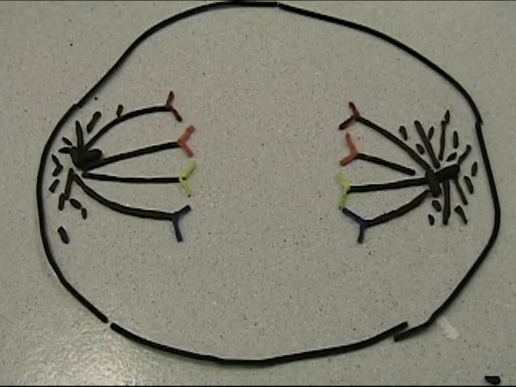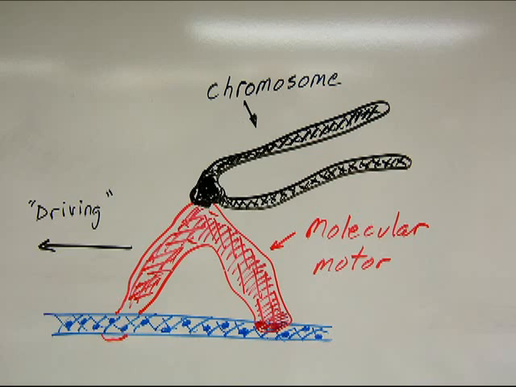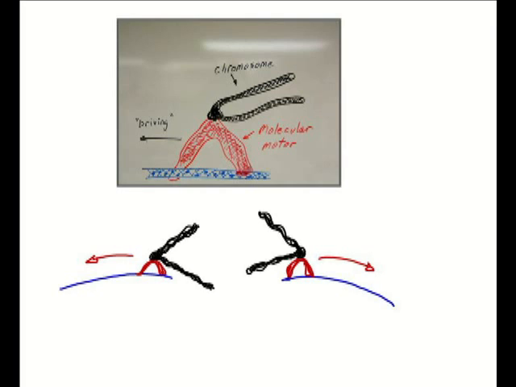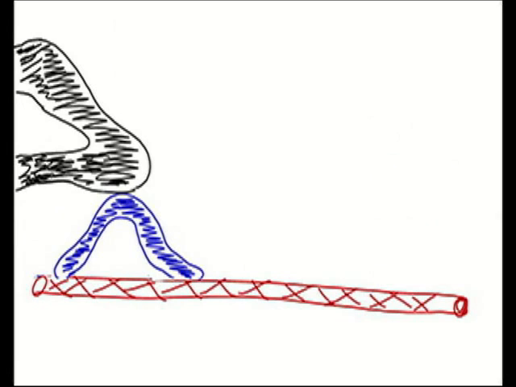But more recent research revealed the existence of a new class of proteins. We'll call them molecular motors. These molecular motors can attach themselves to microtubules and carry a cargo. This raised a second possibility for how chromosomes are separated. Perhaps the chromosomes are driven along microtubules.